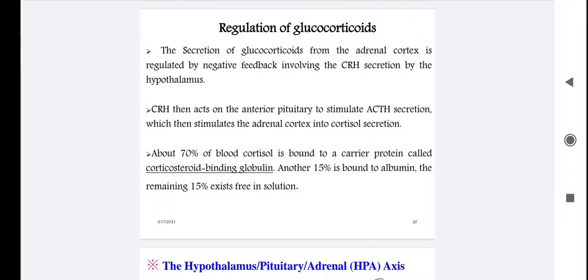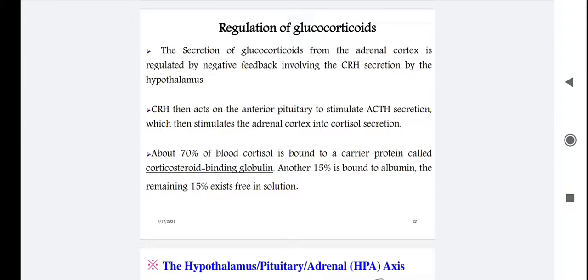Regulation of glucocorticoid. The secretion of glucocorticoid from the adrenal cortex is regulated by negative feedback involving cortisol releasing hormone, corticosteroid releasing hormone, CRH, secreted by the hypothalamus, which then acts on the anterior pituitary to stimulate adrenocorticotrophic hormone secretion, which then stimulates the adrenal cortex into cortisol secretion.